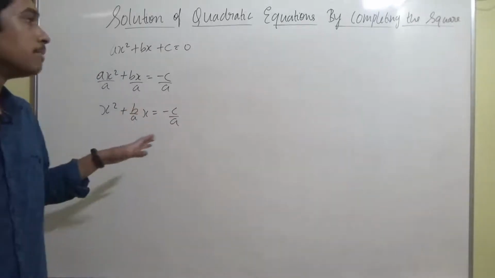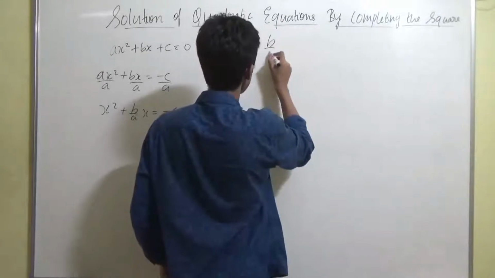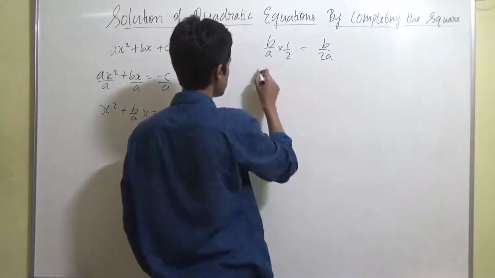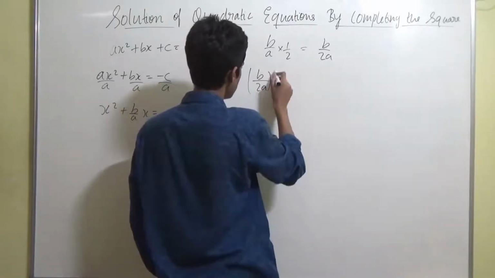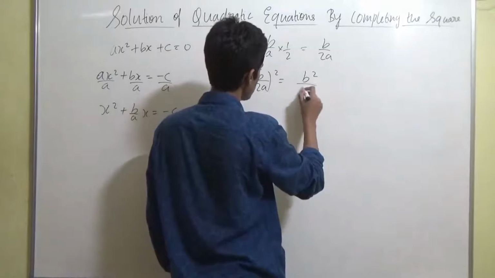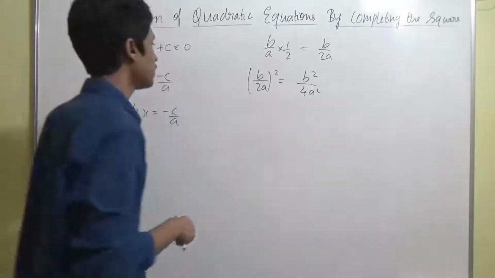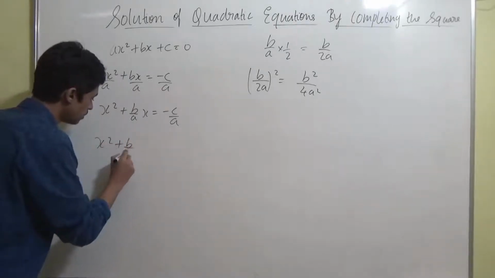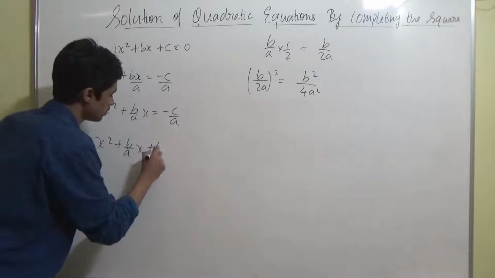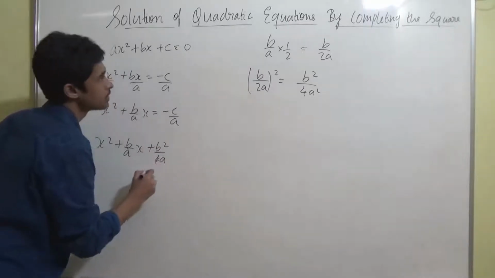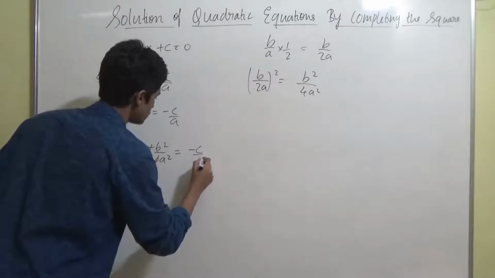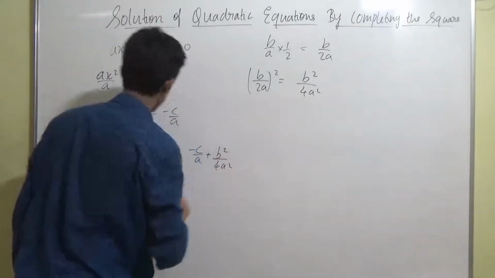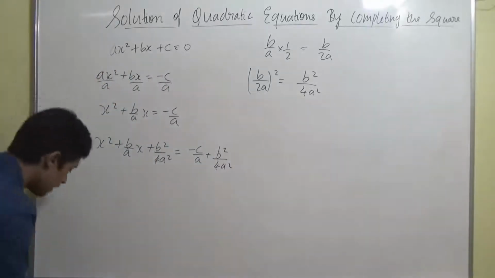Then we take this term, b by a, and take half of that, so it becomes b by 2a. Then we take the square of this, and it becomes b square by 4a square. Now we have to add this term on both sides, that is x square plus b by a x plus b square by 4a square equal to minus c by a plus b square by 4a square. We added the term on both sides, right?